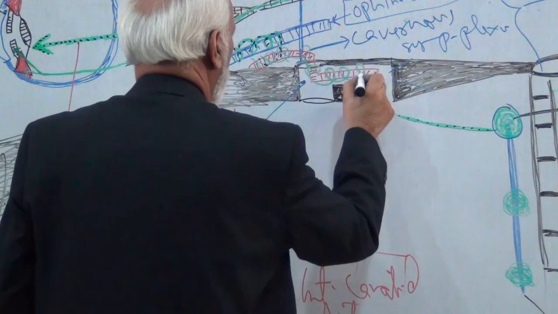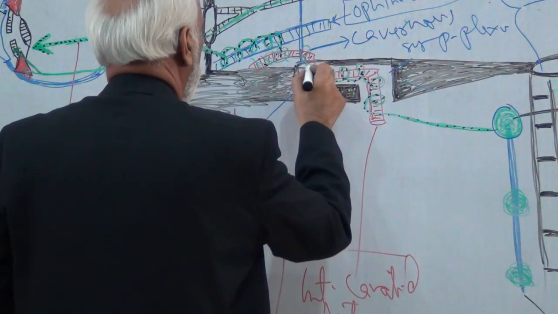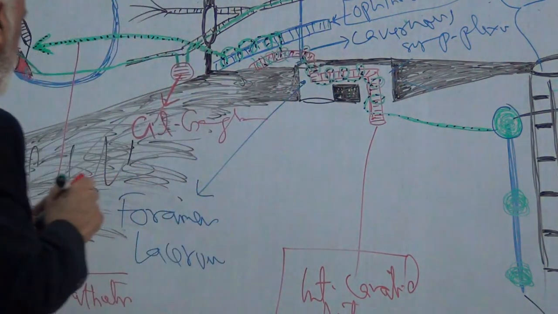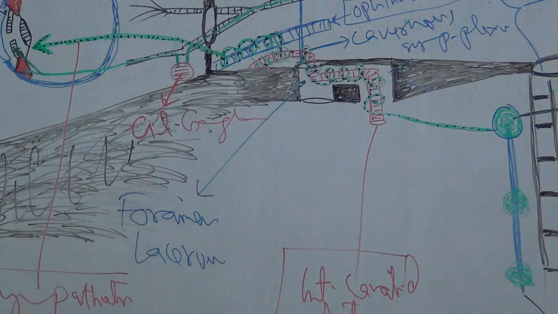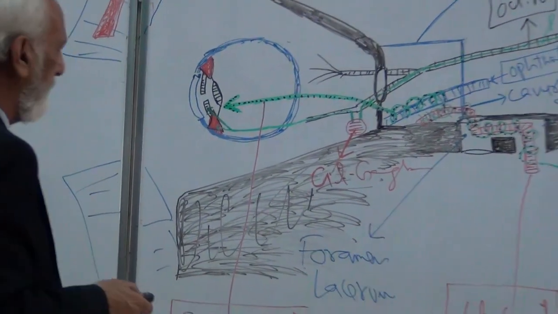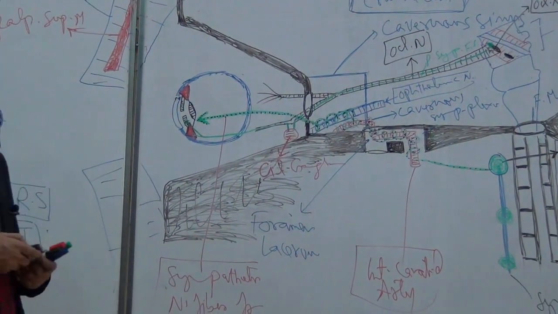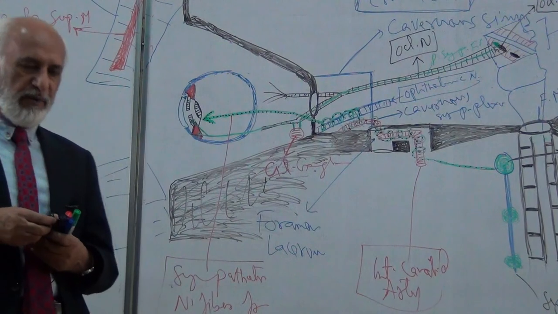Which enter the orbit and enter the eyeball, reach the iris to innervate the dilator pupillae muscle of the iris. Next, I told you there is a smooth part of the levator palpebrae superioris. It is also innervated by sympathetic fibers.